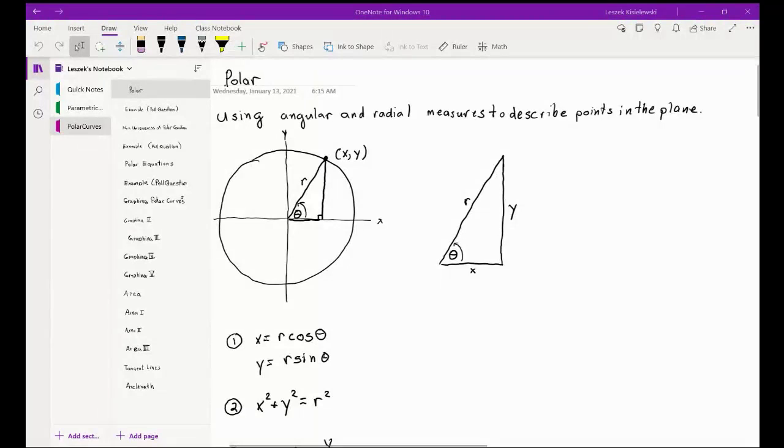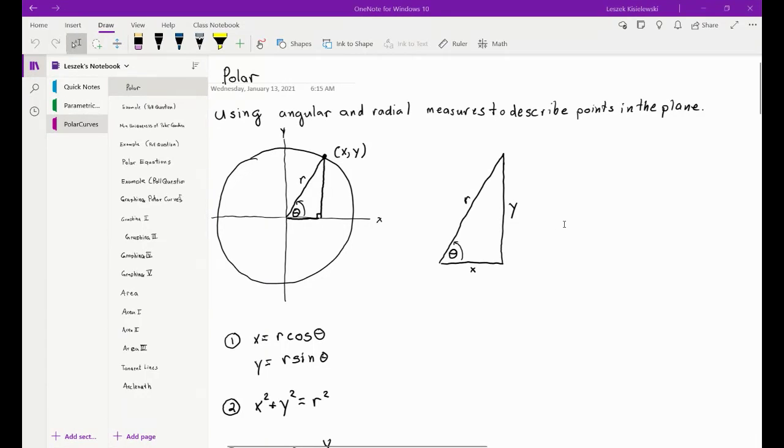We're doing polar curves today and polar coordinates. Let me just turn some things off here. Okay, so we're going to start by learning how to represent points in a different way than we're used to. We're used to using rectangular coordinates, so that's just your x and y.